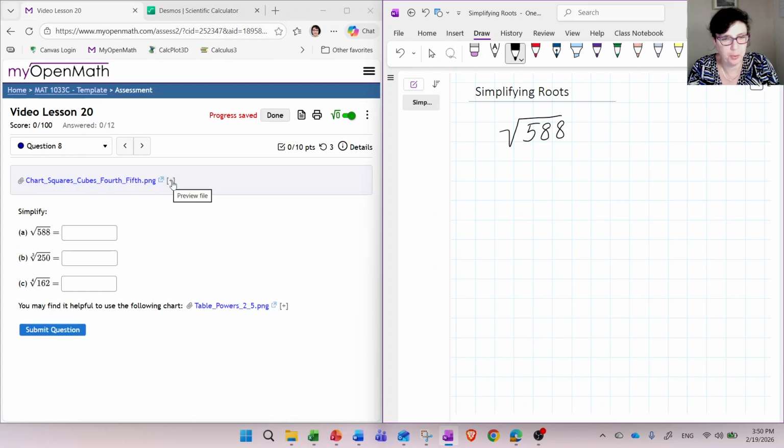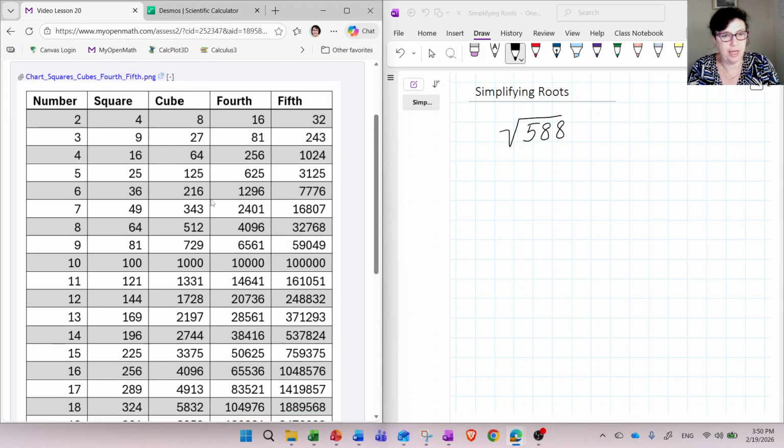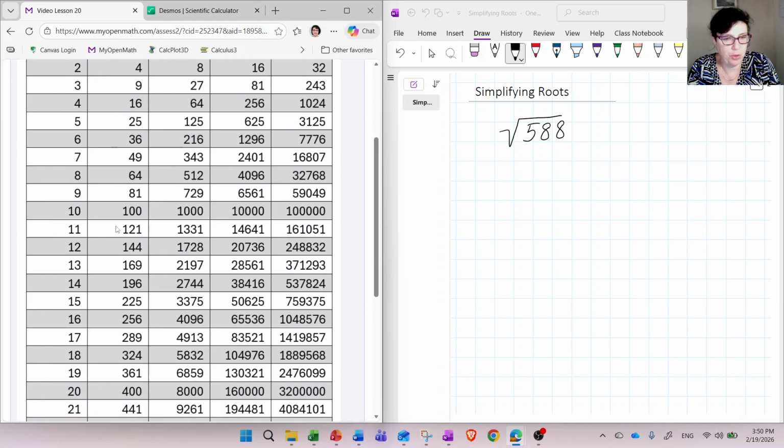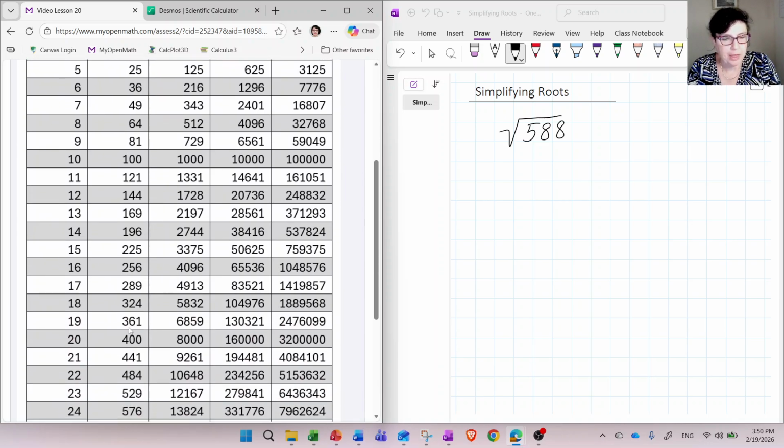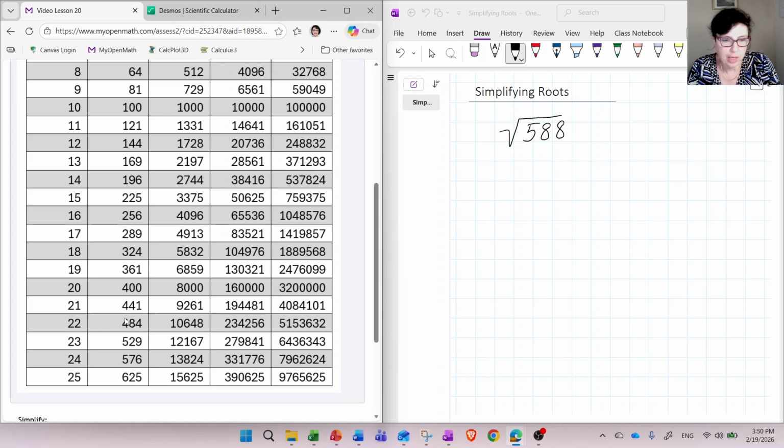If you click on the little plus sign here, this has the number in one column, its square in the next column, then the cube, the fourth, and the fifth powers. Depending on which root you are trying to simplify, that's the column you're going to select. So if I'm trying to simplify the square root, I'm obviously going to be using this square chart. Now you need to write down the squares that are less than your number.